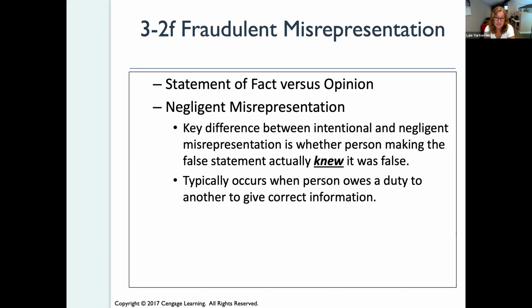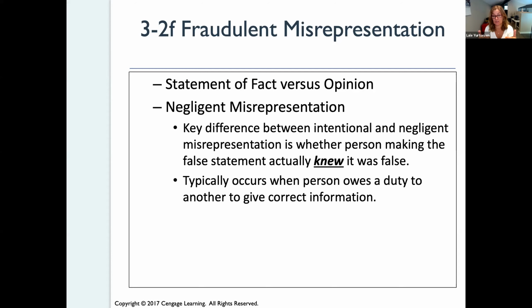Negligent misrepresentation. So there's a key difference between intentional and negligent, whether the person making the false statement actually knew that it was false, right? So if he or she knew it was a false statement, it was intentional, right? It also occurs when a person owes a duty to another to give correct information. So if you go to a car dealership, does the salesperson have a duty to tell you the truth about the car you are inquiring? I see shaking heads. Yes, absolutely.